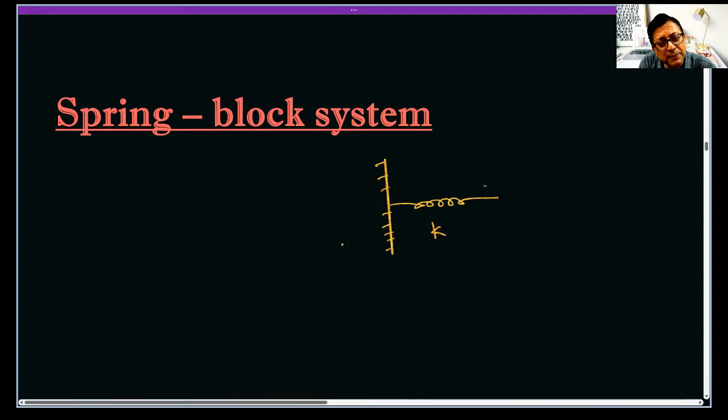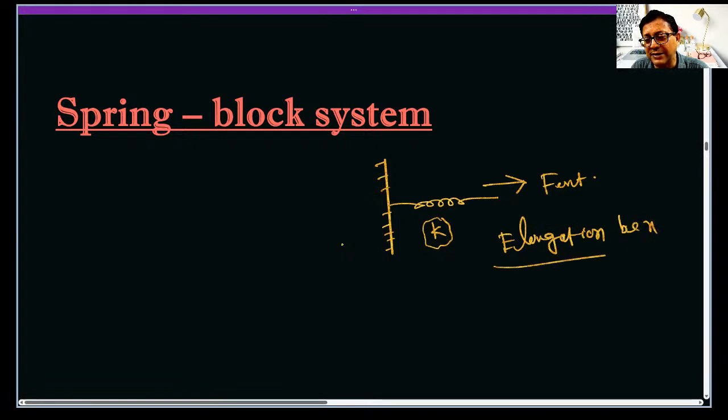This spring is being pulled by an external force F external. Spring constant is K only. So W, you have to find for the spring block system. First let us know work done positive, work done negative. Suppose the spring elongates by x by the external agent.